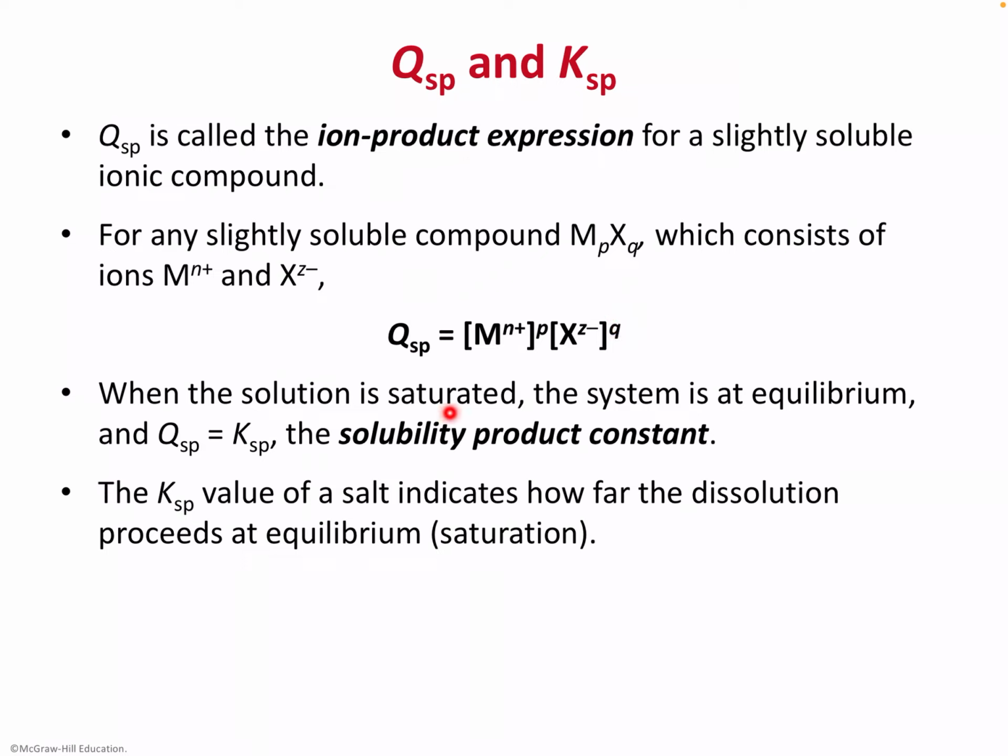When the solution is saturated, then the system is at equilibrium. So then QSP will become KSP, the solubility product constant. SP stands for solubility product constant. The QSP value of a salt indicates how far the dissolution proceeds at equilibrium or saturation.